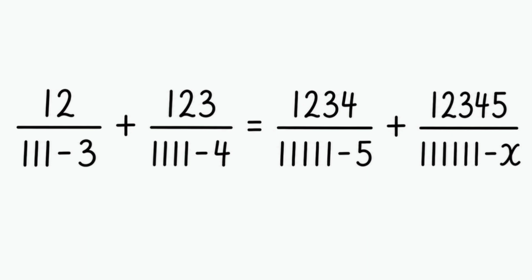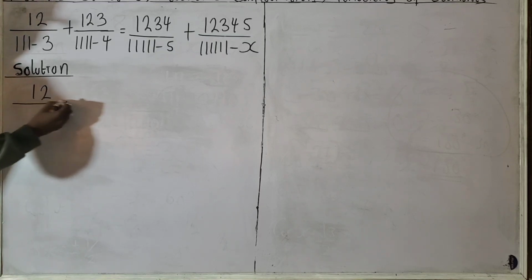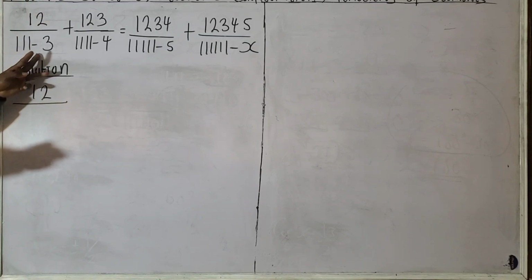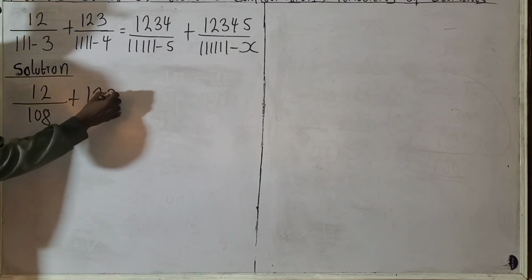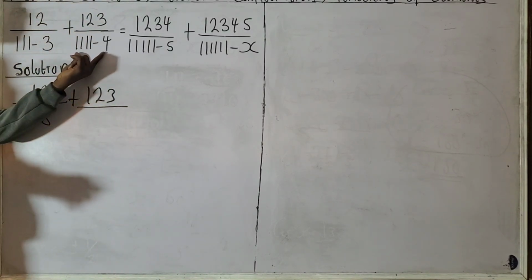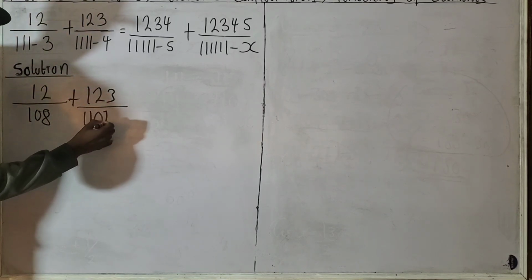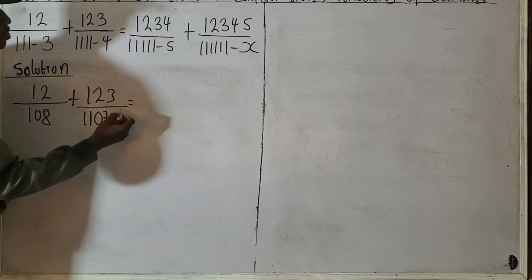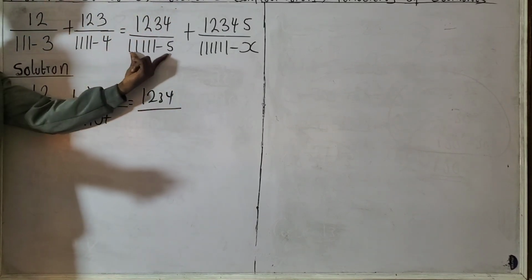If you want to solve this question, approach the question like this. 12 over, what is the difference between these two? That is 108, plus 123 divided by, what is the difference between these two? That is 1107, right? Equals 1234. What is the difference between these two?